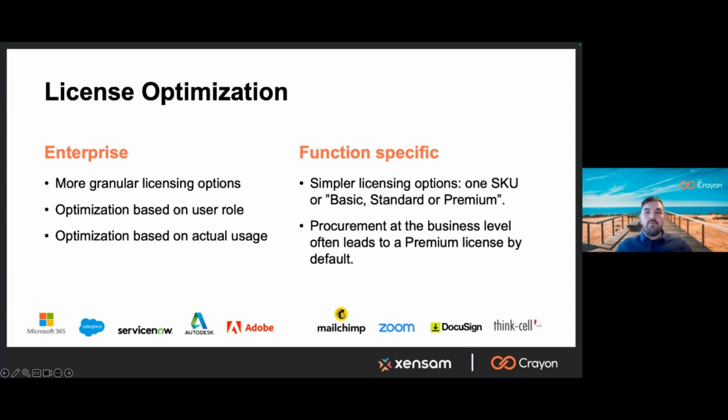Function-specific or business-specific software is usually more simple, could only be 1 SKU. Some SaaS providers don't have any kind of different license levels, they just have one license for everyone. ThinkCell is a good example of that. Or they may have very simple license levels such as basic, standard, and premium. But most of the time, what we see is that when there's business-led procurement, there might not be real knowledge of what features are required for the end user. So just to be safe, the premium level package is purchased more often than the basic or the standard level package. All right, you can jump to the next slide.